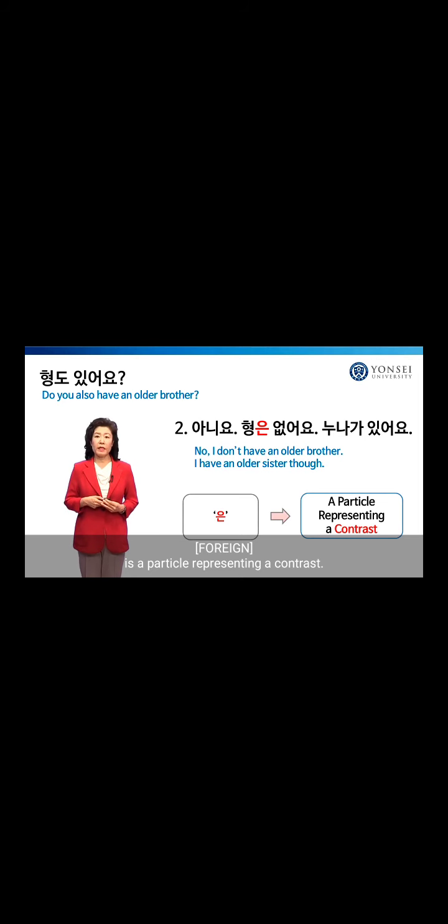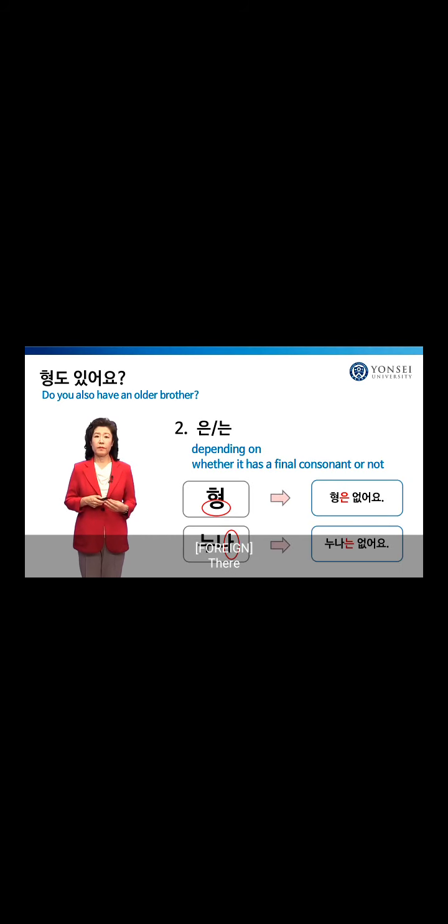은 in 형은 없어요 is a particle representing a contrast. The question asked whether you have an older brother, and you responded no, thereby forming a contrast. In 형 of 형은, there is a final consonant ng, 응, so we use 은 to represent a contrast. Then how would you answer when someone asks 누나가 있어요? Since there isn't a final consonant in 나 of 누나, we use 는 to represent a contrast. Thus, you can say 아니요, 누나는 없어요. To summarize, if there is a final consonant in the last syllable, then you use 은, and if there isn't, then you take 는 instead. 형은, 누나는.